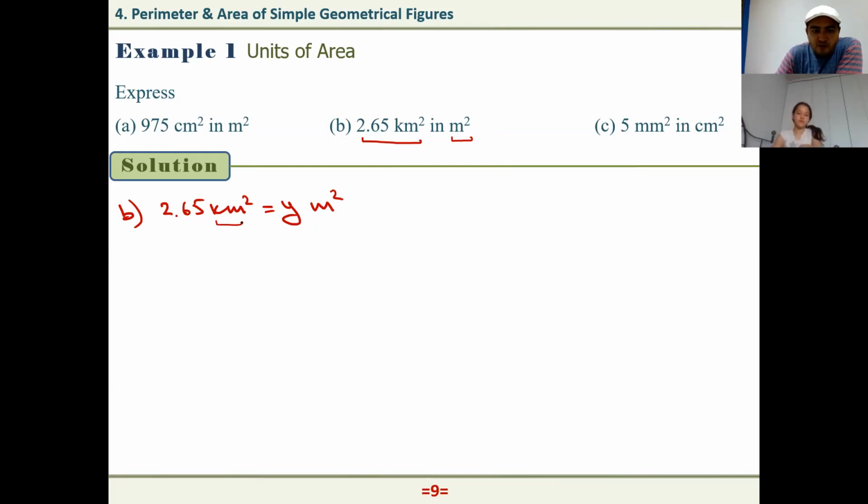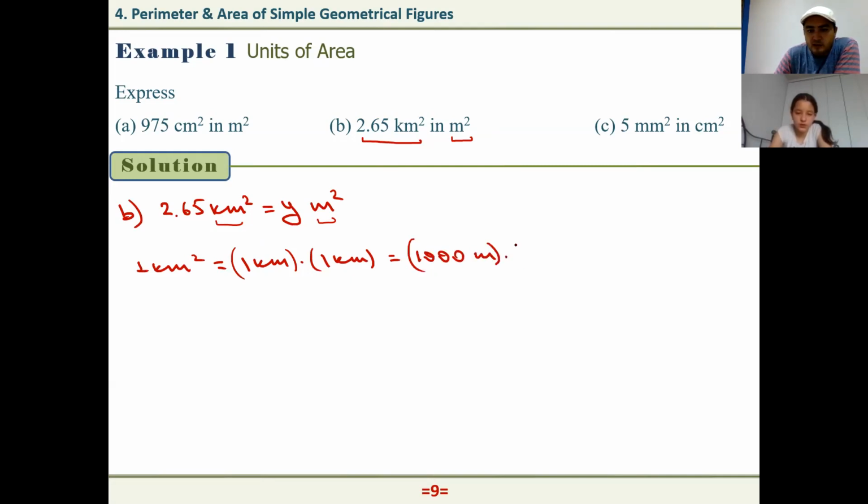As you see here we have kilometers squared and meters squared. They are not the same. So I have to change either meter into kilometer or kilometer into meter. So which one is bigger? Kilometer. Let me just change this into meter. So we know that 1 kilometer squared means 1 kilometer times 1 kilometer. What is 1 kilometer? That is 1,000 meters, and times 1,000 meters, which is equal to, what is 1,000 times 1,000? That is 1 million.